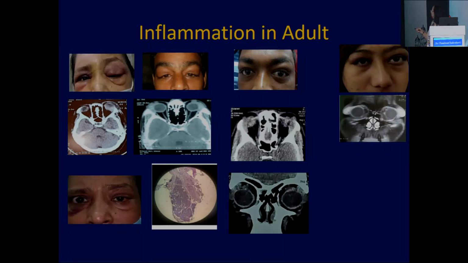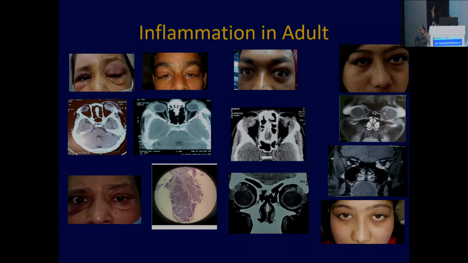This is the coronal view of the lacrimal gland. And look at this patient. So this is a non-specific dacryoadenitis, this is Sjogren syndrome, this is non-specific orbital inflammatory disease. And this one is a very rare case, though I'm showing it. This is a case of Kimura's disease, which was diagnosed only after the histopathology.